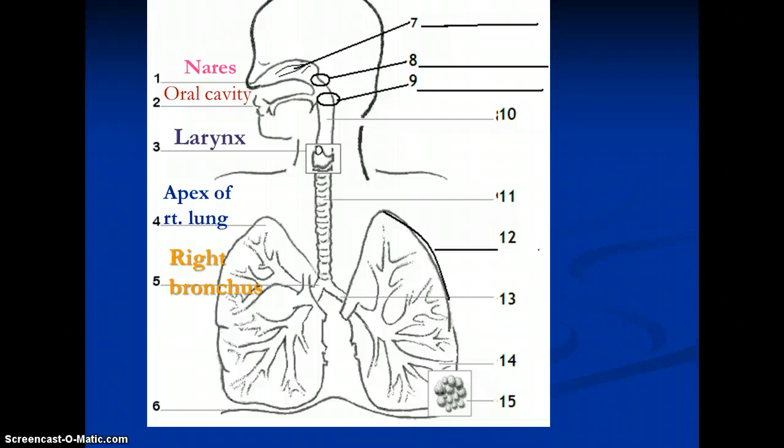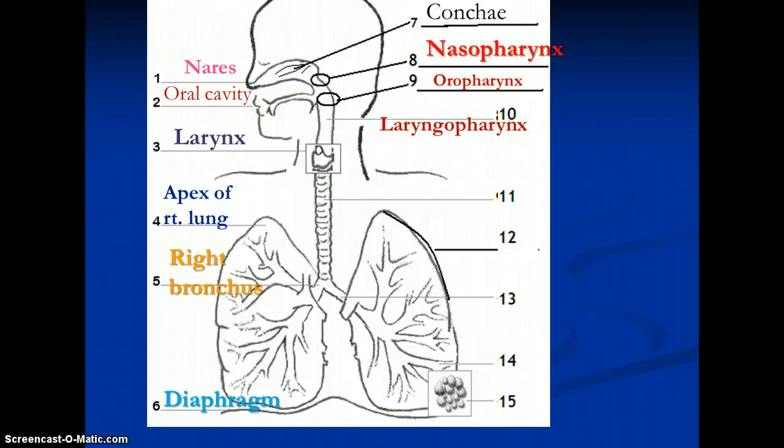Six is that muscle which helps you breathe. It forms the lower part of the thoracic cavity. Seven, the bony ridges inside the nasal cavity which allow movement of air and make it swirl around. Conchae. Eight, the upper pharynx, also known as the nasopharynx. Number nine, the pharynx behind your mouth, which you see when you open your mouth, oropharynx. And ten, the part of the pharynx below the oropharynx, it's called laryngopharynx because it is close to the larynx.